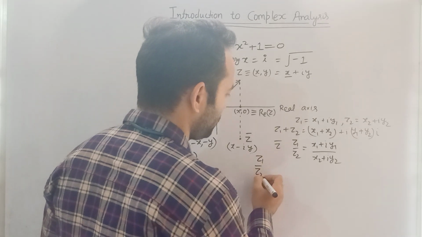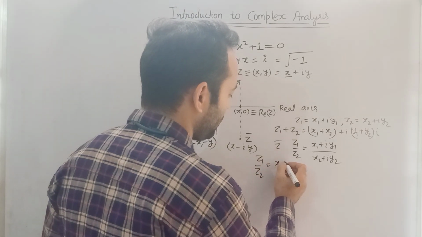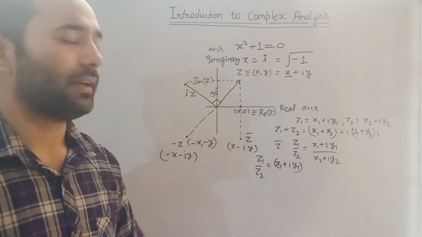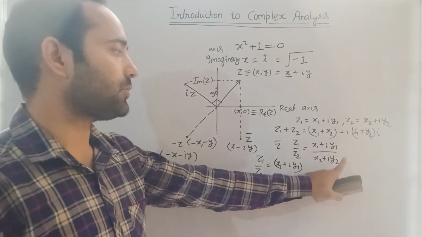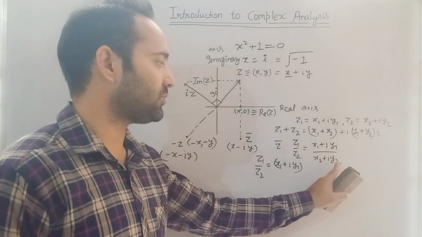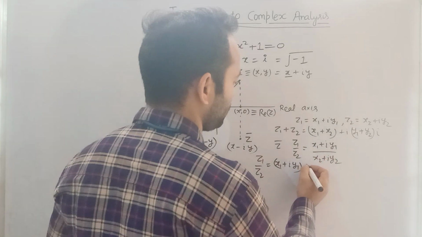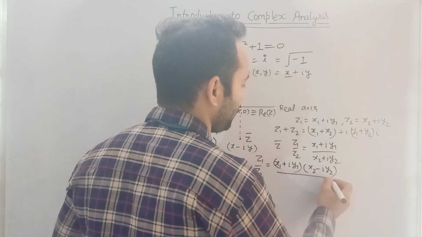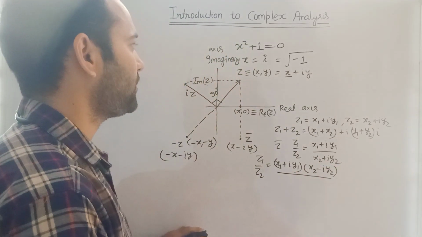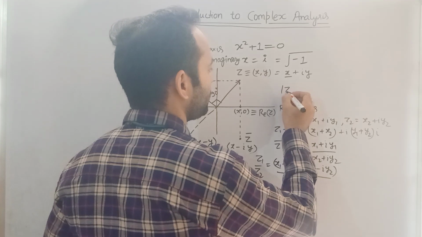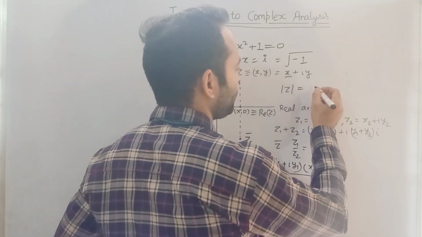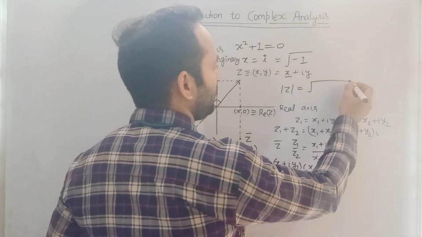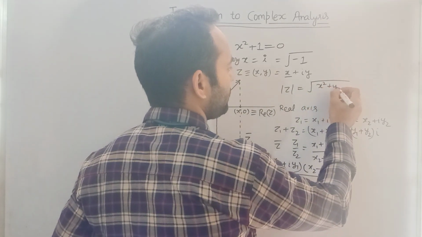z1 upon z2, you can just solve it, x1 plus iy1. How do you do it? You just multiply by x2 minus iy2, the complex conjugate of the denominator. So what would be x2 minus iy2 upon, so you understand, okay, I forgot to tell you, the mod. So what is the mod of this? The magnitude of any complex number is going to be what? Root of x square plus y square.